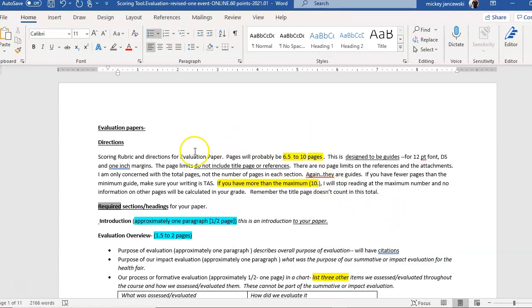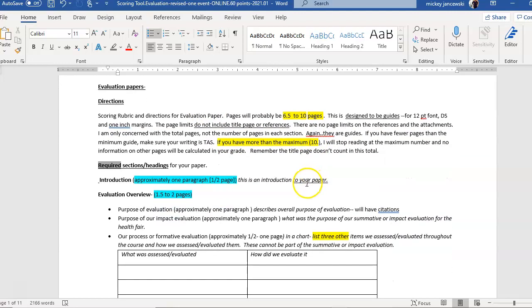So let's go to the top of the scoring tool. As you can see, it gives a page range of 6.5 to 10 pages, and it's highlighted in yellow. If it goes over 10 pages, I'm not reading more than 10 pages. So keep that in mind, 6.5 to 10 pages. You can be very succinct in this paper and still say a lot. This is not where you try to write a 20-page paper. It's trying to get your point across as succinctly as possible.